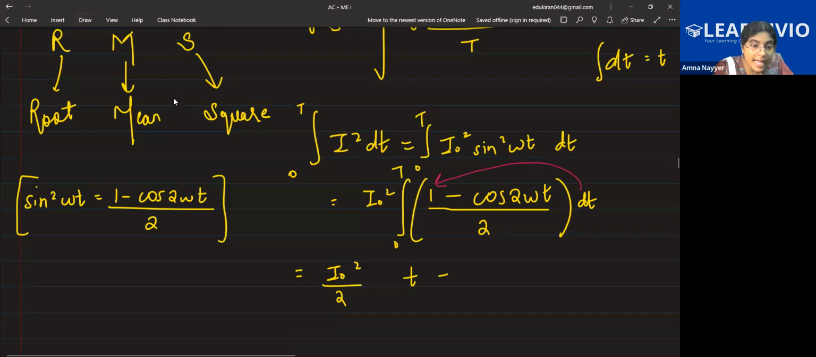Okay. Now I have to differentiate this. So for sine, it will become cos, for cos, it will become sine.